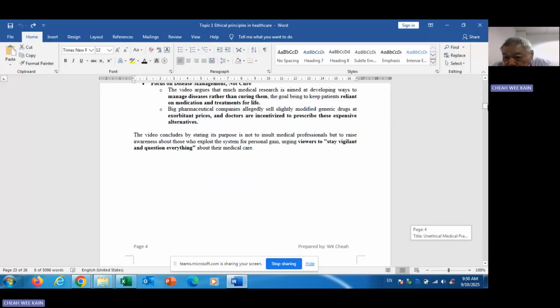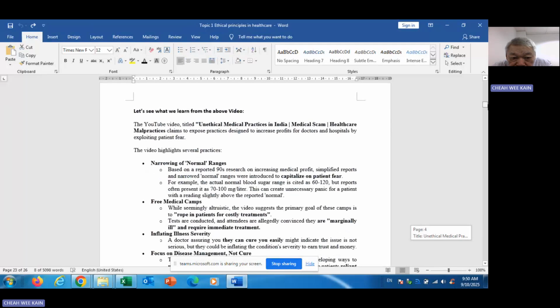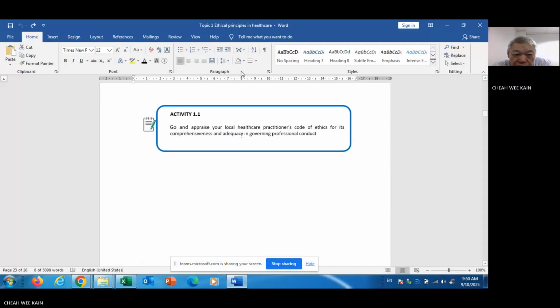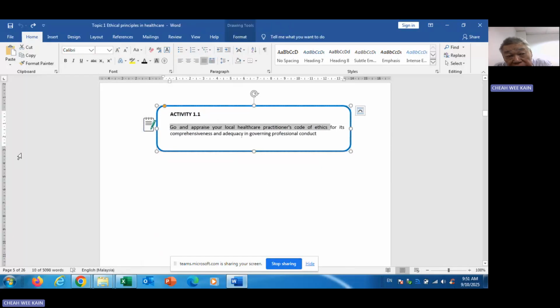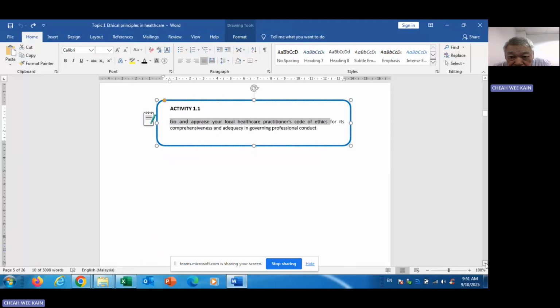Now, what I want you to do after going through this chapter is go and appraise your local practitioner code of conduct. When you see the code of conduct, you must go and see. Read it. Appraise it. There's something wrong, something missing. You can highlight if you want to. Okay. Go and look. And if you cannot find the code of conduct, you're going to be question mark. Why is the code of conduct not there? Okay. And if it's there, go and appraise it.